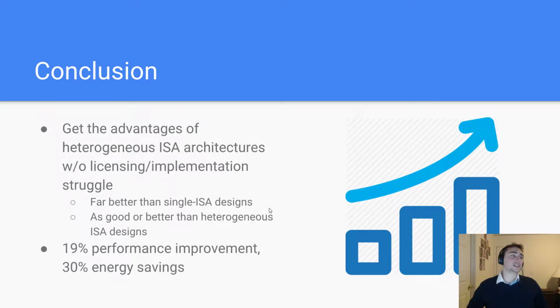So what's the conclusion for this paper? You get the advantages of a heterogeneous ISA architecture without licensing, implementation struggle. It's far better than single ISA designs, and it's as good or better than the heterogeneous ISA designs. And they see a 19% performance improvement overall and a 30% energy savings versus that homogeneous ISA design.